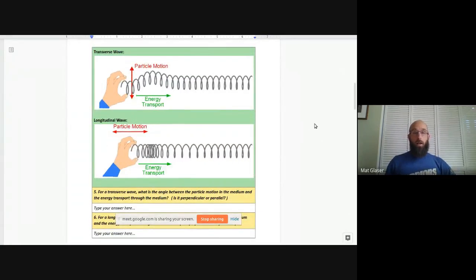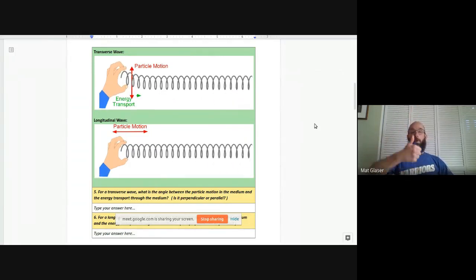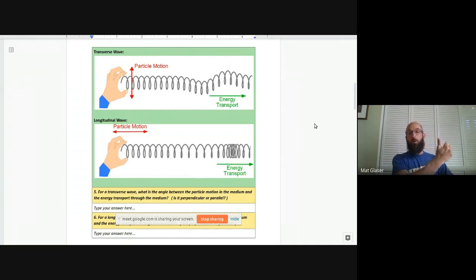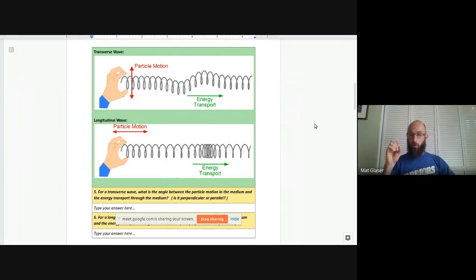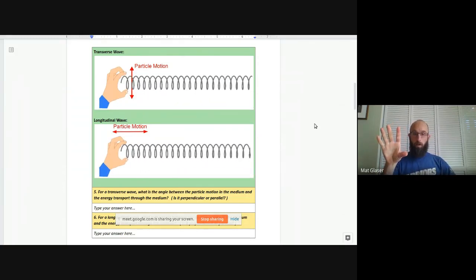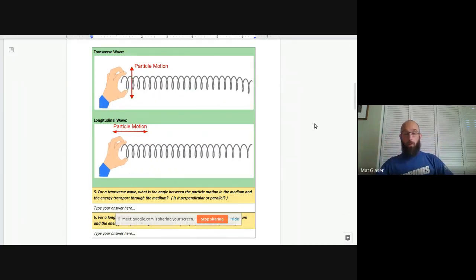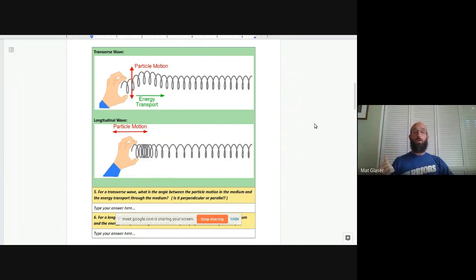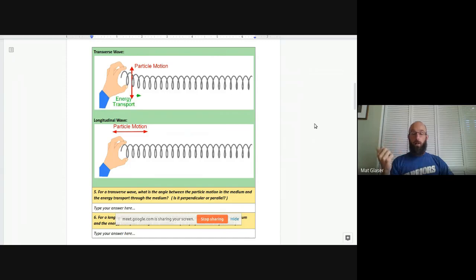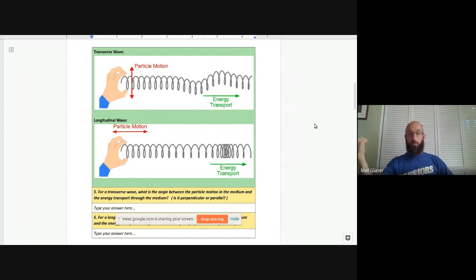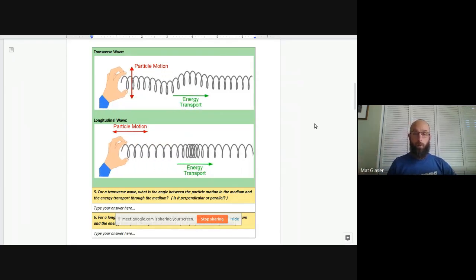The main point of the second page is that in the transverse wave on the top, the particles are going up and down, but the energy is going on your screen from left to right. In the longitudinal wave on the bottom, the compression wave, as you compress the spring, the particles are going left and right, and the energy is going from left to right as well. So in a transverse wave, the particles move perpendicular to the direction of the energy. In a longitudinal wave, the particles move in the same direction as the energy. That's a key difference that we're going to keep looking at as we go through this unit.